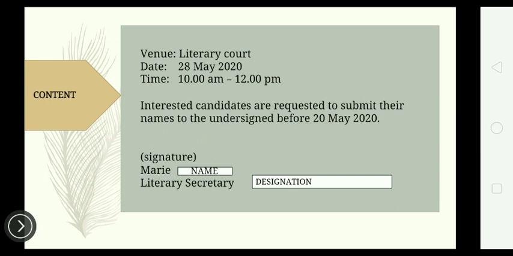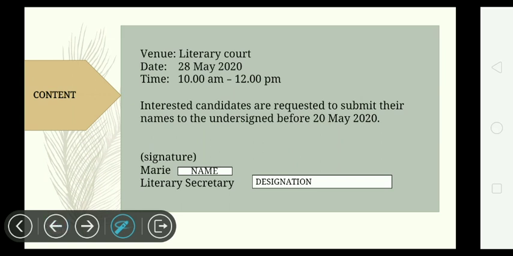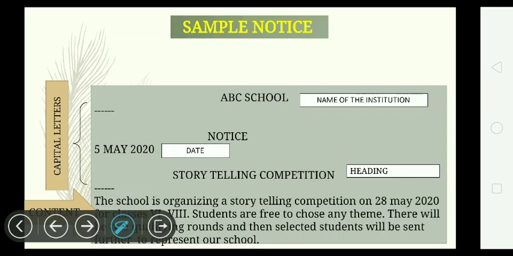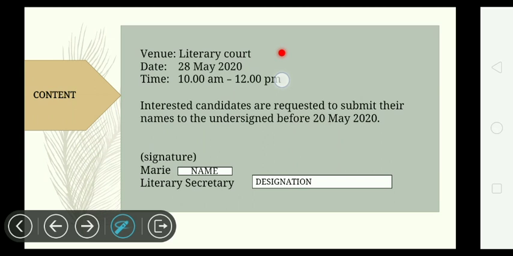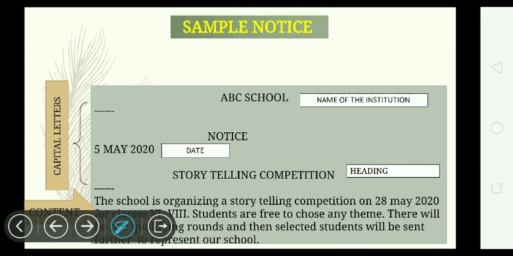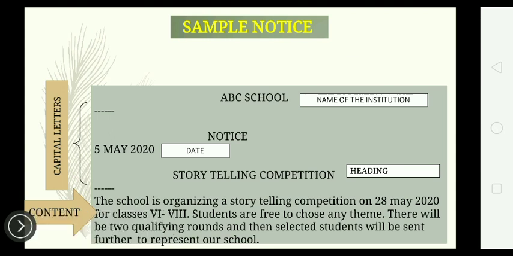The thing that we discussed earlier, the 5 W's, now we will see how it works. So what was the first W that we discussed? It was what. So what is the notice about? This notice is about a storytelling competition. Next comes where it is going to be held. So it is going to be held at the literary court or the literary club. Next is when. When means the date, 28th May 2020. Next is who. Who means who can participate. Like participants, who are the participants? So we can write that for classes 6 to 8.